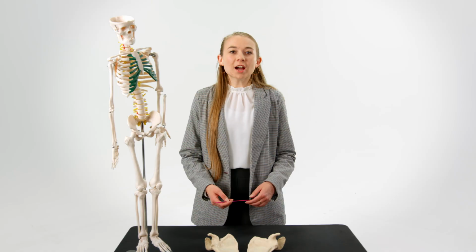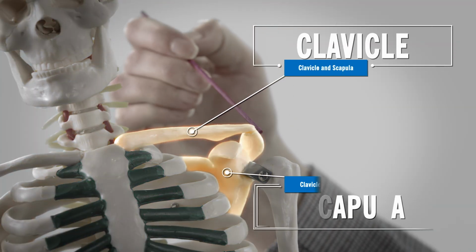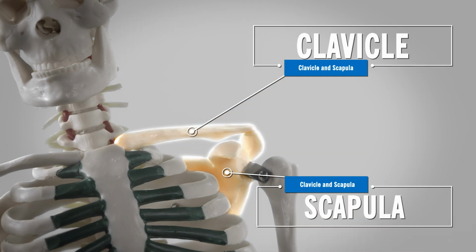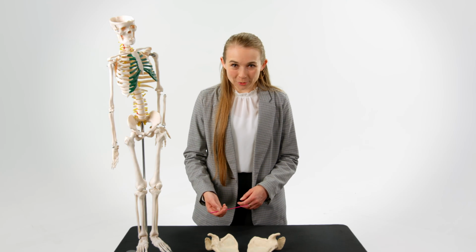In this video, we will cover the clavicle and the scapula. You can see them here, clavicle and scapula. As you can see here, they are the attachment site of the arm to the trunk of the body. We will start with the clavicle.